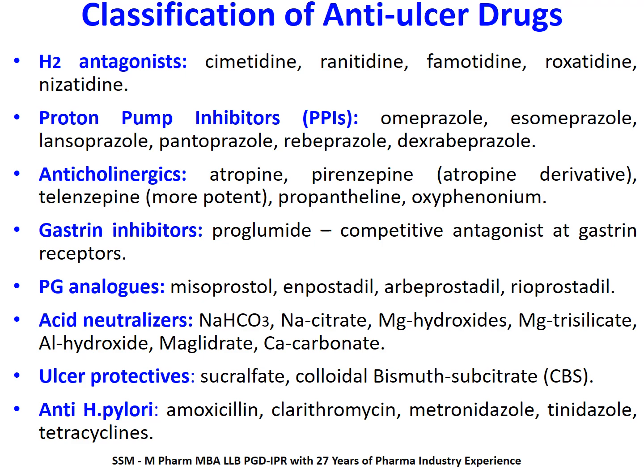Next class is anti-H. pylori drugs. There is data which suggests that there is a role of H. pylori in peptic ulcer. If there is an H. pylori infection, then ulcer healing takes time. So that's why eradication of H. pylori is required. Along with the acid secretion inhibitor, antibiotics are also used to eradicate H. pylori. And antibiotics which are used for eradication of H. pylori are amoxicillin, clarithromycin, metronidazole, tinidazole, and tetracycline.